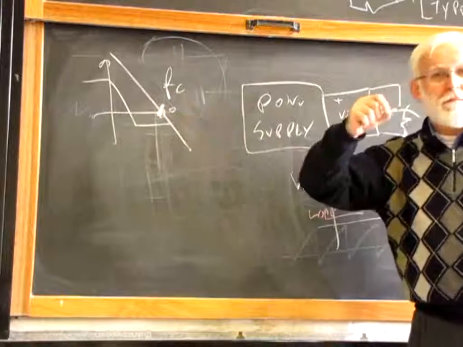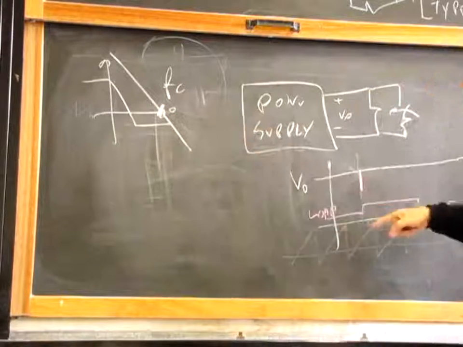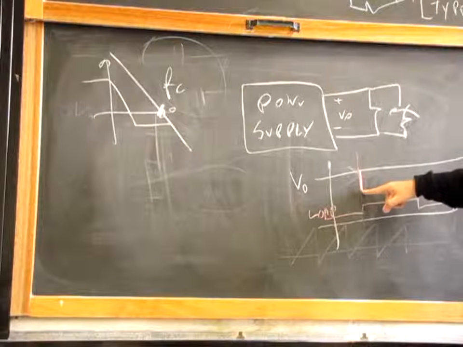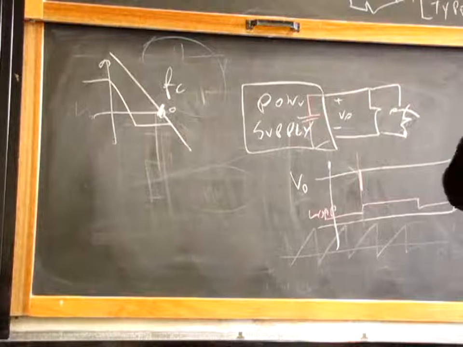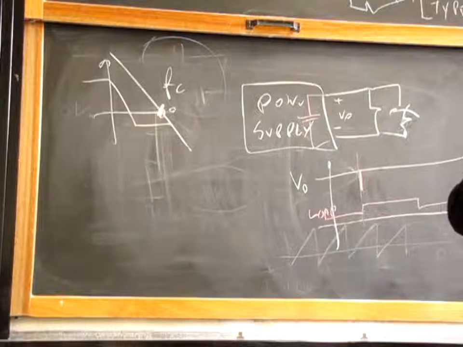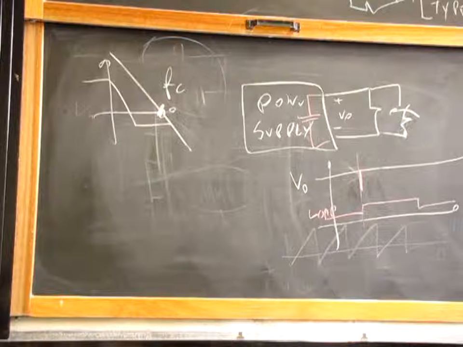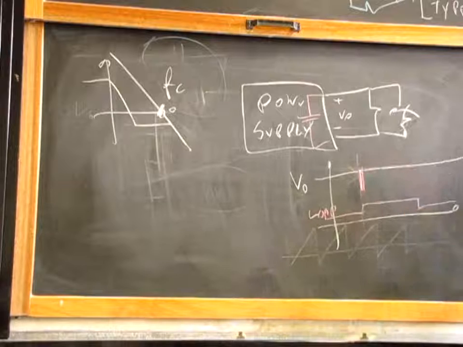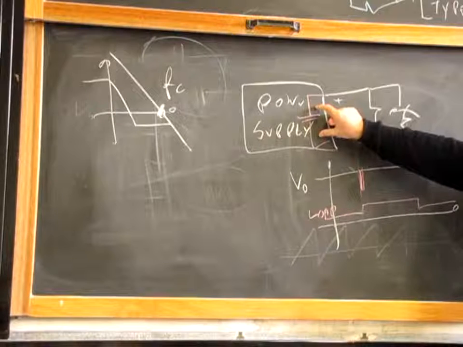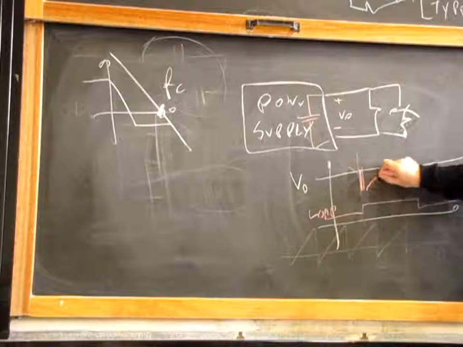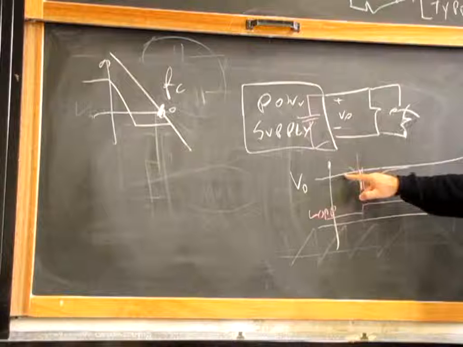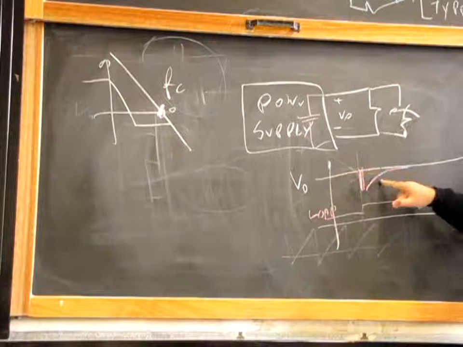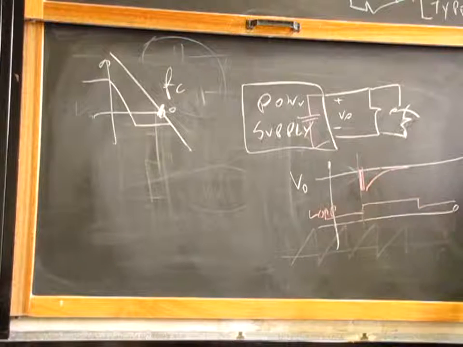So when I apply a current step, the output voltage goes down, and is controlled only by the output capacitor. The output capacitor is the only one that controls this step, because the feedback has no time to react. Feedback is slow, feedback has a time constant. So this comes down, limited only by the output capacitor, and then comes back up. And it comes back to exactly the same value as before, because I have a control-wise type 1 system.